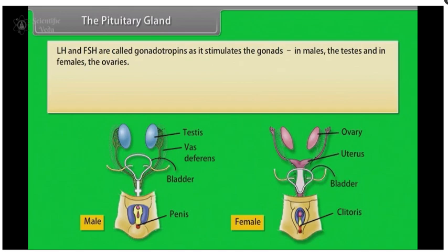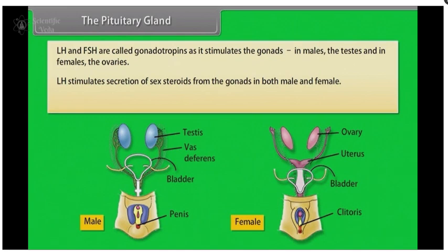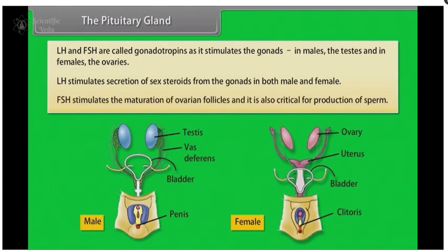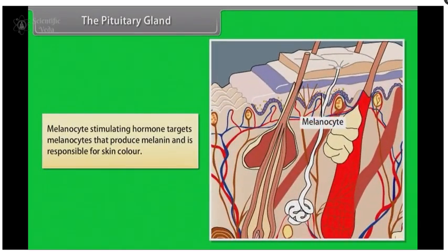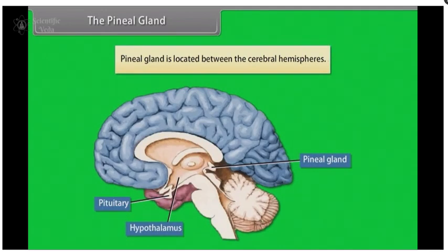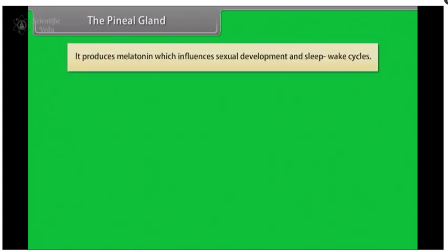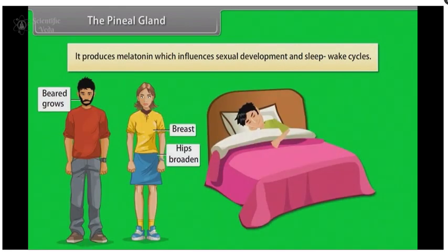LH stimulates secretion of sex steroids from the gonads in both male and female. FSH stimulates the maturation of ovarian follicles, and it is also critical for production of sperm. Melanocyte-stimulating hormone targets melanocytes that produce melanin and is responsible for skin color. The pineal gland. The pineal gland is located between the cerebral hemispheres. It produces melatonin, which influences sexual development and sleep-wake cycles.